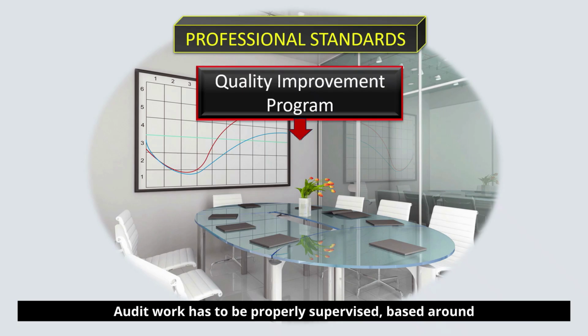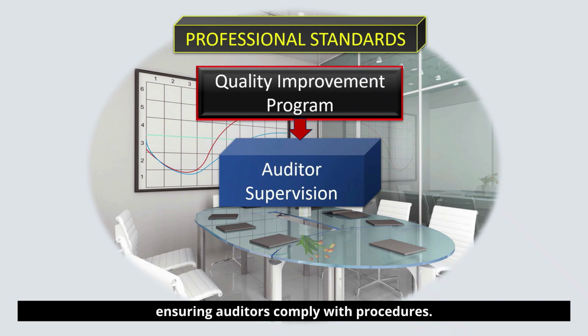Audit work has to be properly supervised, based around ensuring auditors comply with procedures. Supervision is a two-way concept, involving review of working files and sign-off by the supervising auditor and ultimately the chief auditor, while the field auditor should be able to call on their supervisor if required. Too much supervision slows down the job and stops an auditor developing, while a lack of supervision means things can go wrong. The audit manager should carefully balance these two concepts.